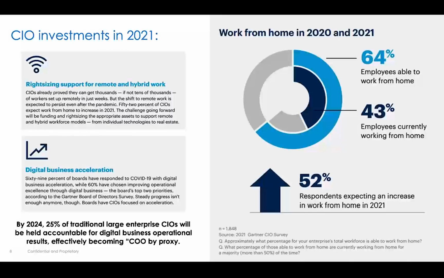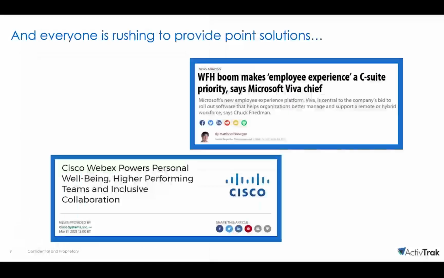Now, CIOs, obviously, they made a lot of investments in 2021. And these numbers here, I think they don't really paint the full and entire picture of what we're going to see, because by 2024, 25% of traditional large enterprise CIOs are going to be held accountable for a lot more than what they already are. It's really about the digital business operational results, almost becoming more of a COO by proxy. And so a lot of change, and I think that's pretty clear to all of us at this point.